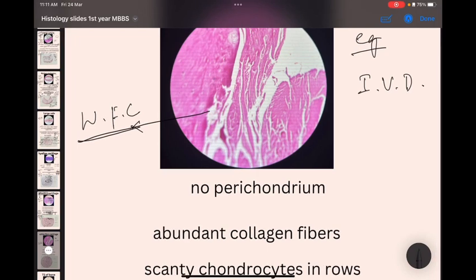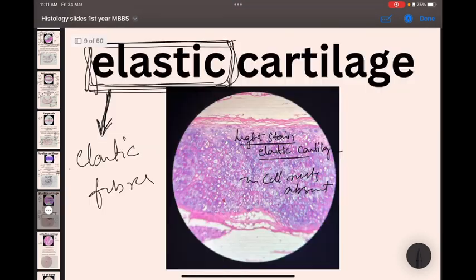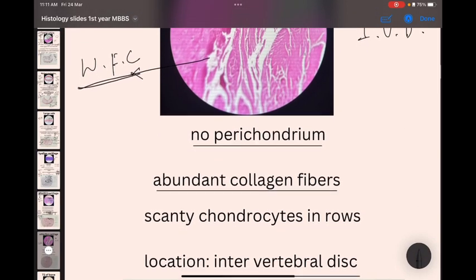The peculiar feature about this is it does not have perichondrium. It is not covered by perichondrium, and it contains abundant collagen fibers. Whereas in the elastic cartilage, it was elastic fibers. Here it is collagen fibers.